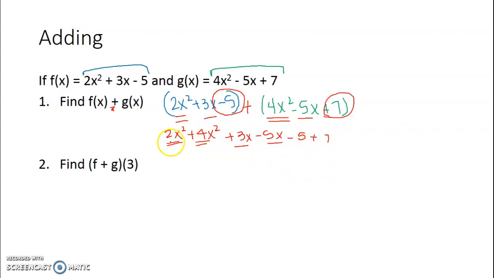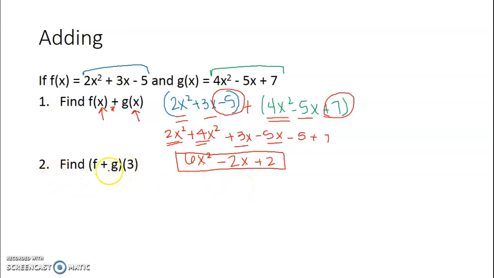Then I can go ahead and actually combine these. So 2x squared plus 4x squared is 6x squared. 3x minus 5x is a negative 2x. Negative 5 plus 7 is 2. This is my final answer. Since there was an x in the problem, I still have x's in my answer.